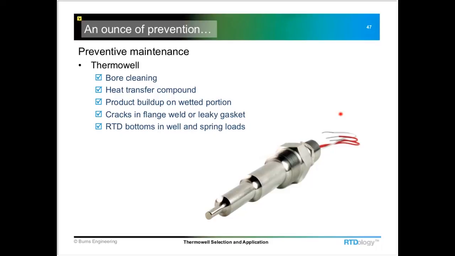And one of the other types of issues that can come up is with corrosion or erosion. Anytime you have especially corrosive items, with a direct immersion style probe, the wall thickness on those parts is usually pretty thin, and it just isn't going to last very long in a corrosive environment.